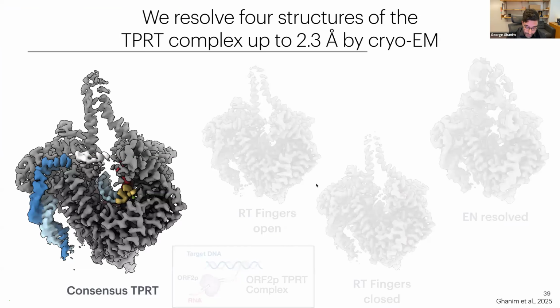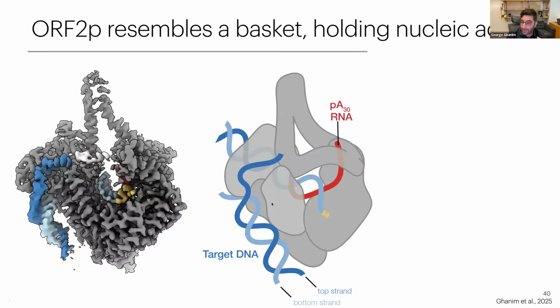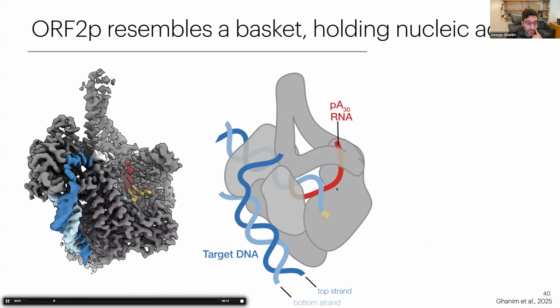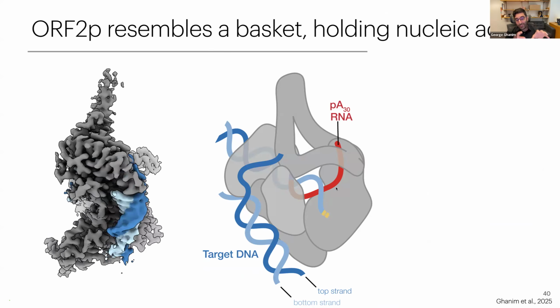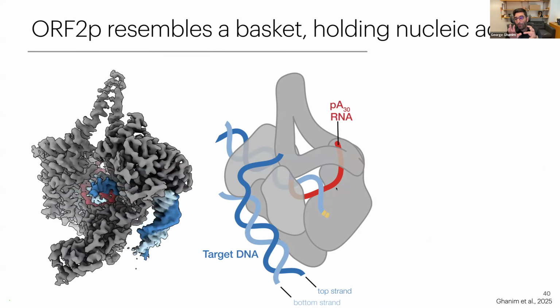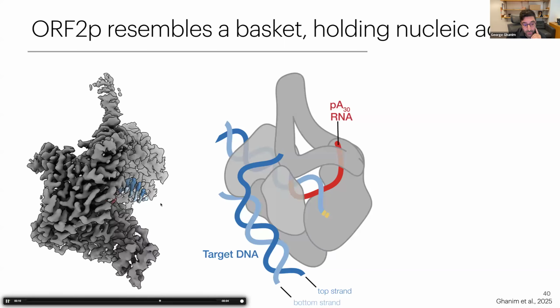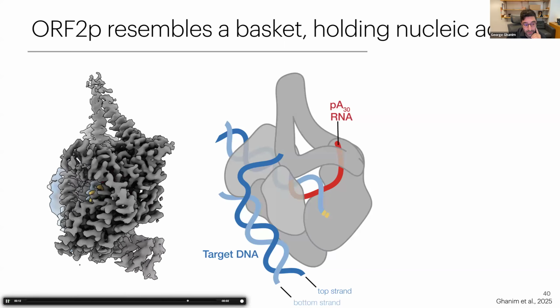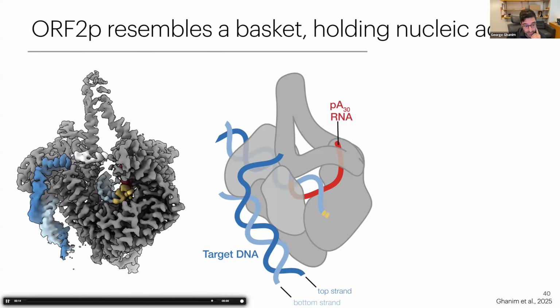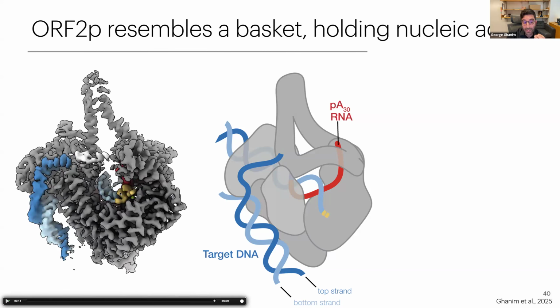And if we pull up a schematic on the right, just to help orient you, you could see that in the spinning movie, ORF2P, which is colored in gray here, is really forming a basket around the nucleic acids. You can see the 2 parts of the target DNA, so one is here, and the other is in the active site, and it's annealed with the RNA, as we would expect.